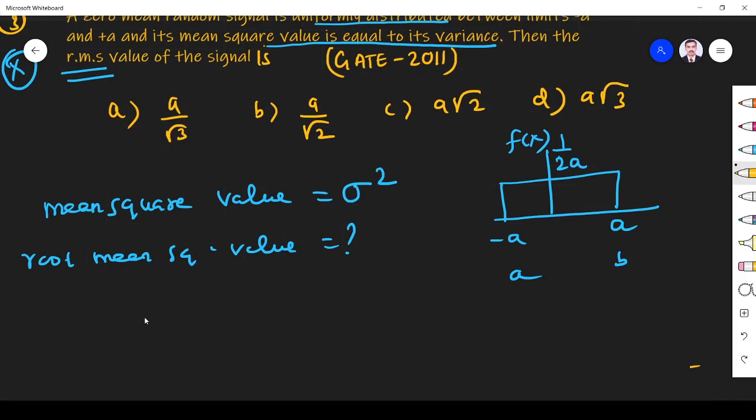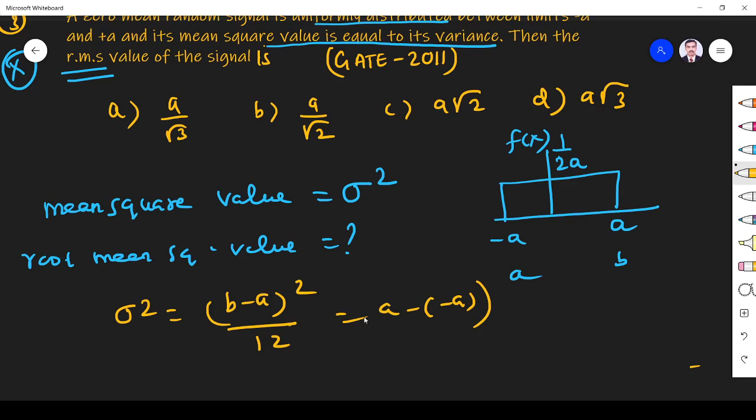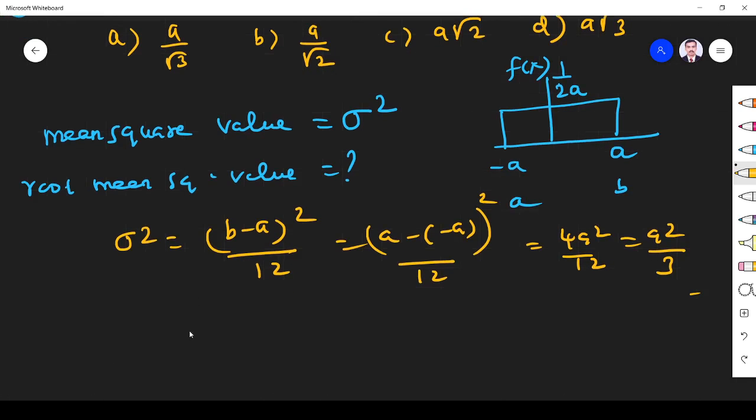We know for a uniformly distributed random variable, variance is given by b minus a squared by 12. Here b is plus a and a is minus a, so b minus a is 2a, squared by 12. 2a squared is 4a squared, by 12, which is equal to a squared by 3. So mean square value is equal to variance, that is equal to a squared by 3.